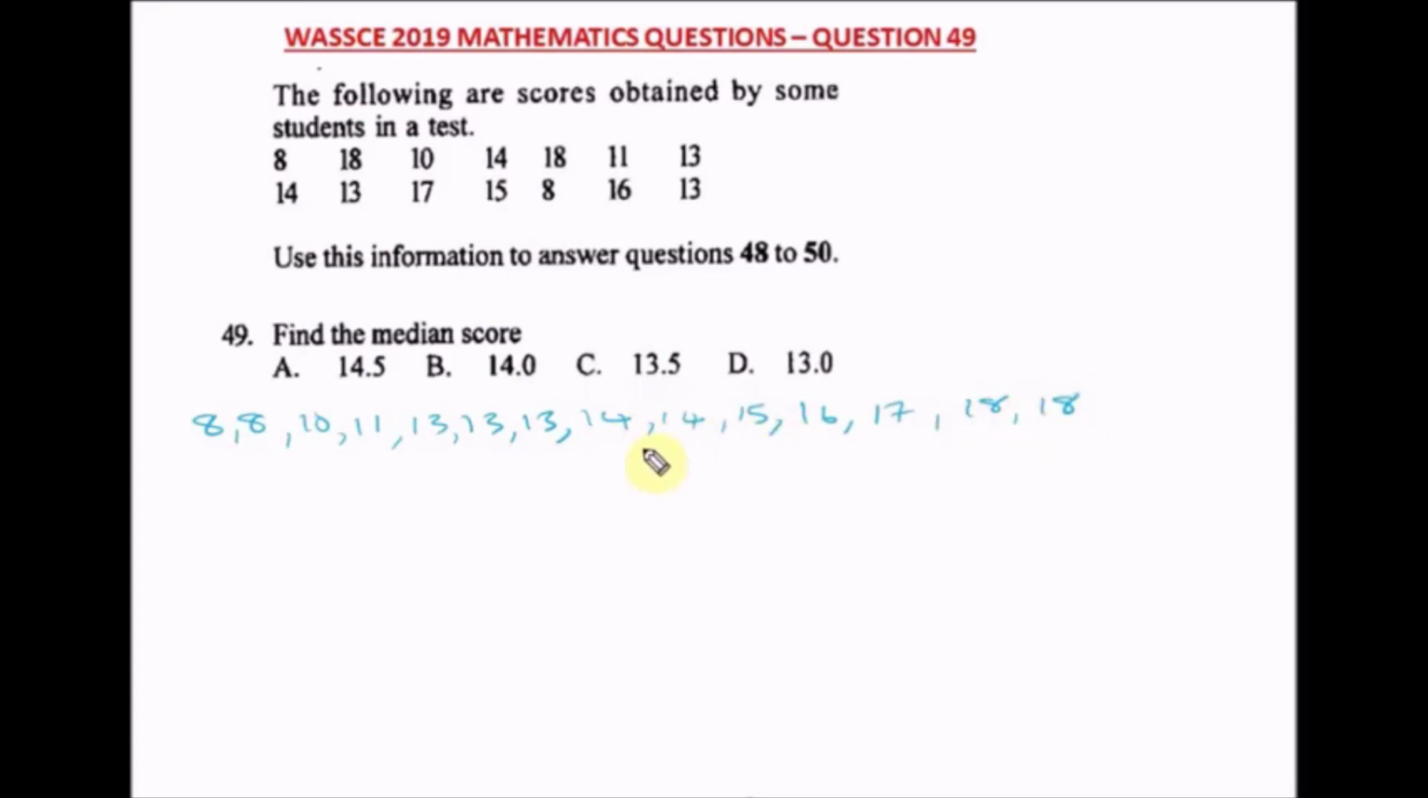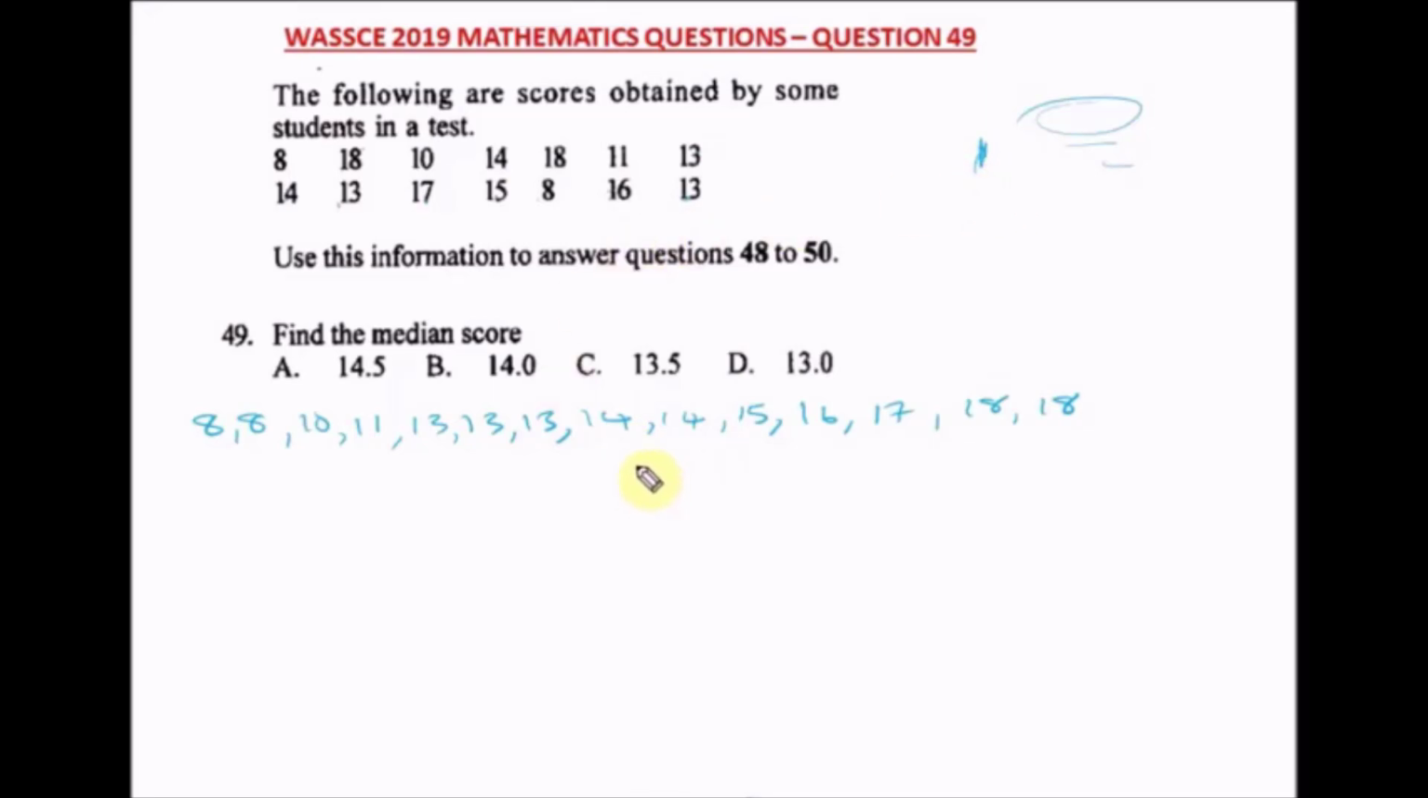Median is what? The middle number, is that not it? But from here you can see that this is an even set of numbers, which is 1 2 3 4 5 6 7 8 9 10 11 12 13 14. So it's an even set of numbers, so it means that we'll have to add the 2 middle numbers and divide by 2. If it was an odd set of numbers like 13, it means our median will just be the middle number, which is just one number, and that's our median.